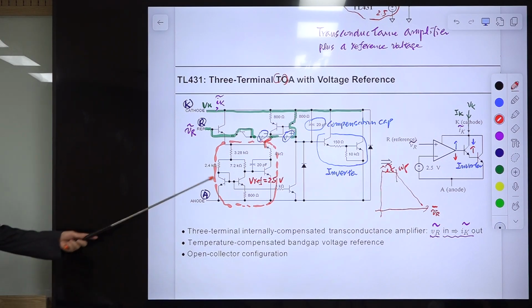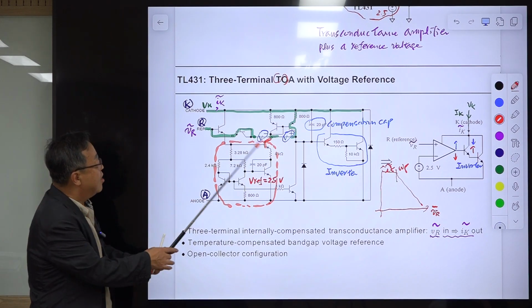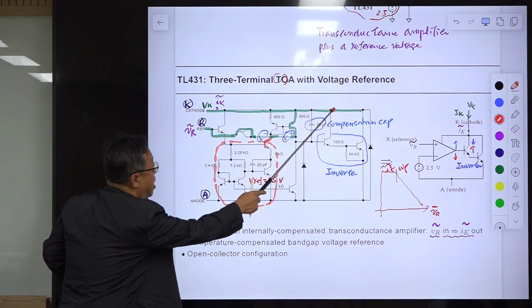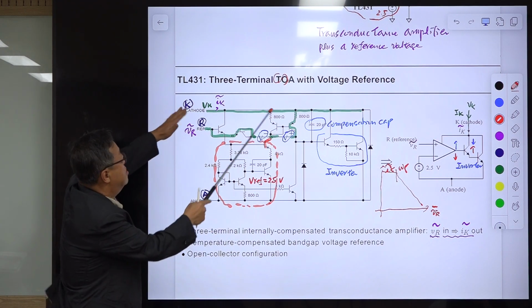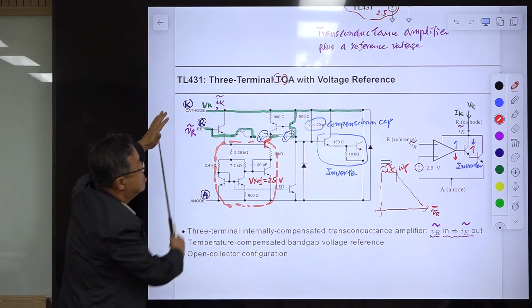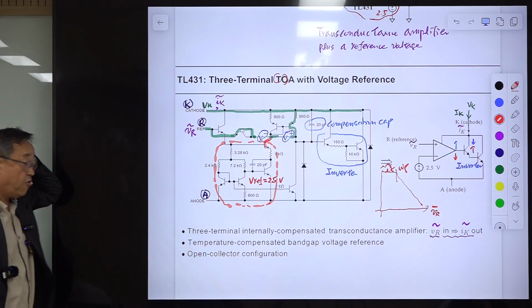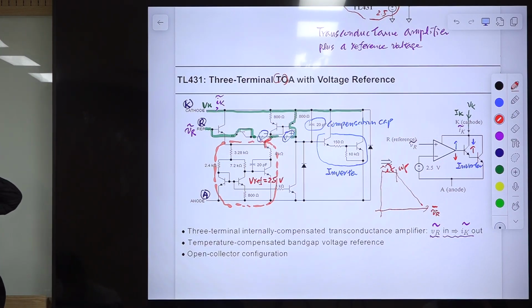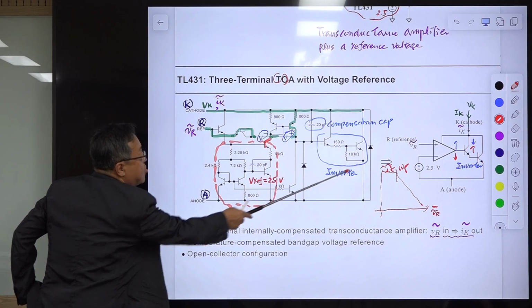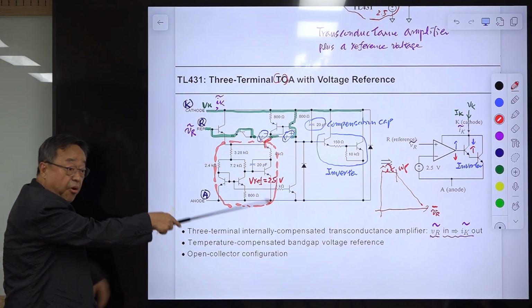Okay, so it has this kind of structure, and the collector is open. The collector is not connected here. It is standalone. So this is called an open collector circuit. For the transconductance amplifier, there should be an open collector structure. Okay. And this works as an inverting circuit, not an inverter.